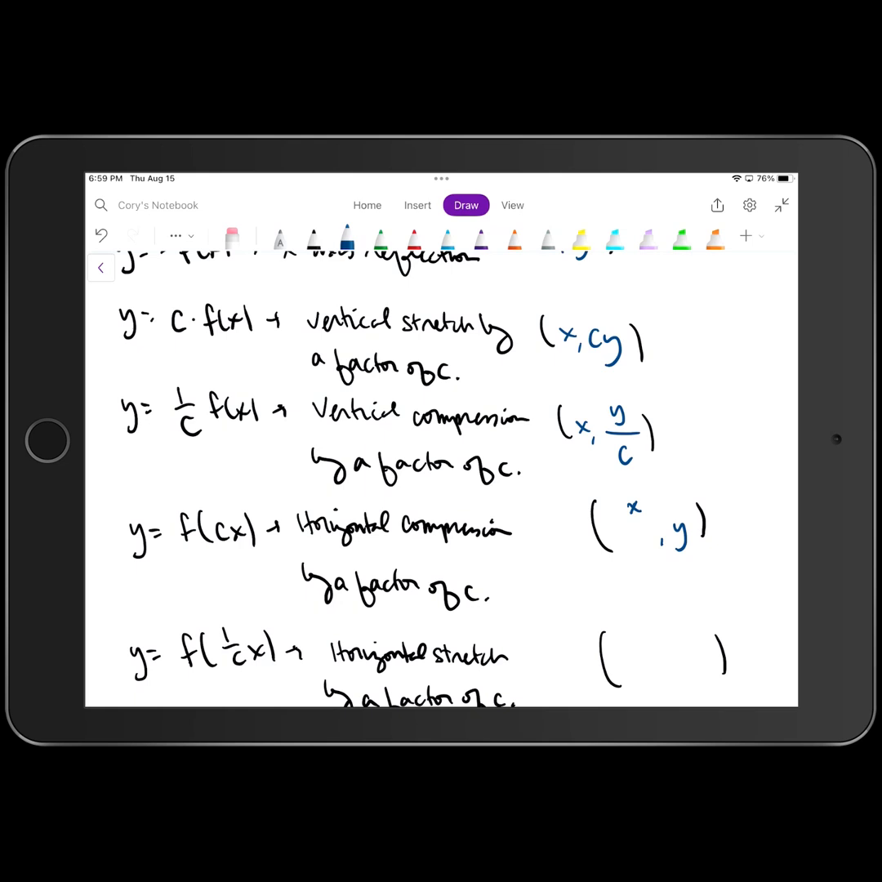If I multiply x times the reciprocal of that, that gives me 1 over c times x, which I can rewrite as x over c.